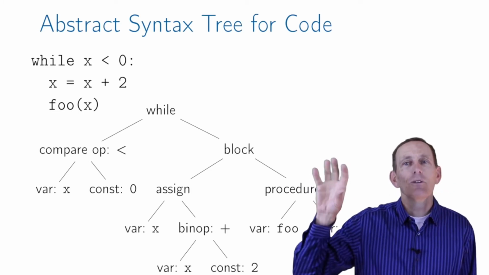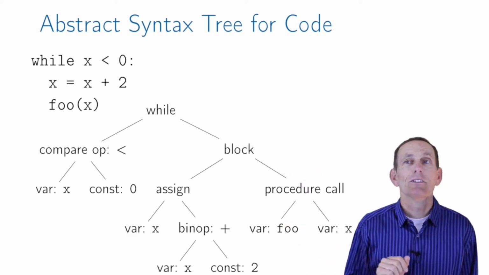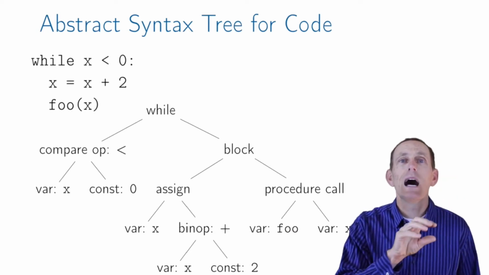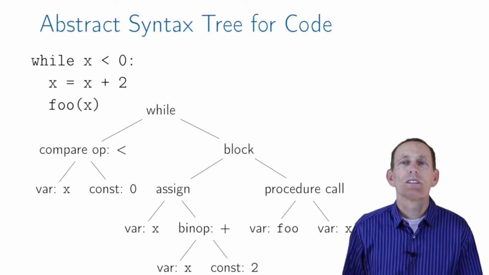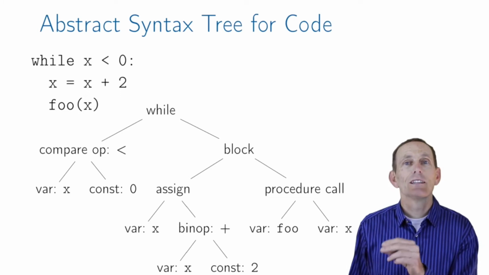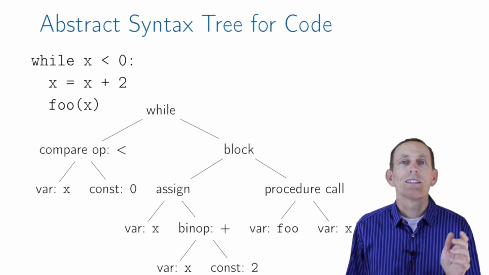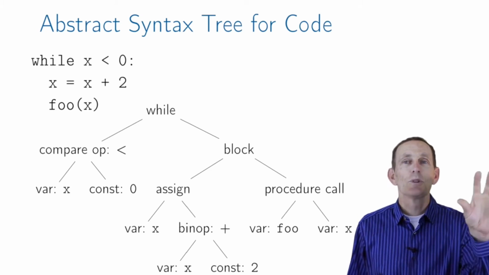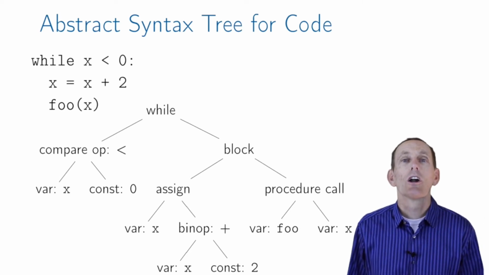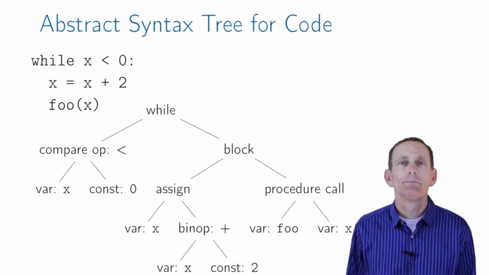So the condition is x less than 0, so a comparison operation, the variable x and the constant 0. And then the statement to execute, well, it's actually multiple statements, so we have a block. And in those blocks, we have 2 different statements, an assignment statement and a procedure call. The assignment statement, the left child is the variable we're assigning to, which is x, and the right child is an expression, in this case, x plus 2. The procedure call, the left child is the name of the procedure, and subsequent children are the arguments to that procedure. In our case, we just have one argument, x.